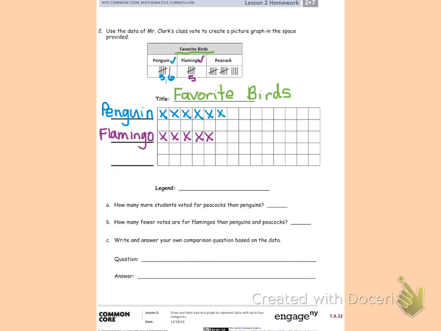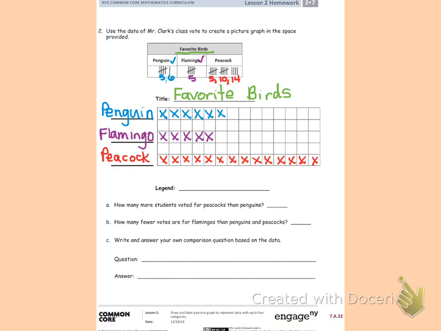Moving on, I'll go to peacock. Again, I will capitalize it. And now I will count the tally marks. 5, 10, and 4 more makes 14. And now I will mark it. 1, 2, 3, 4, 5, 6, 7, 8, 9, 10, 11, 12, 13, 14.